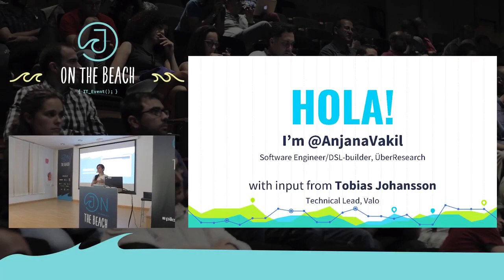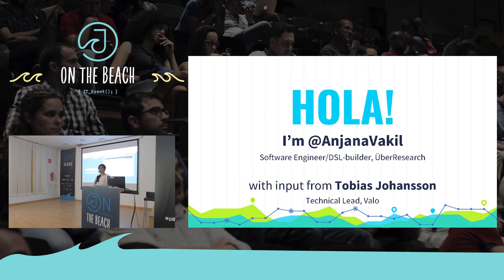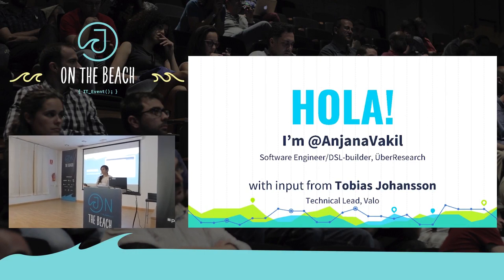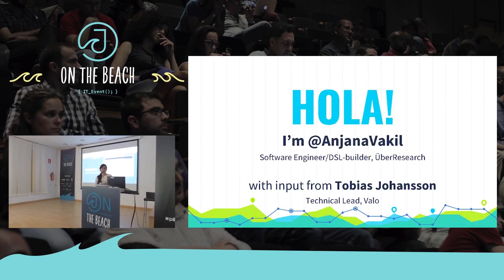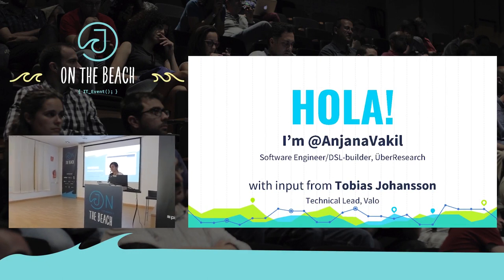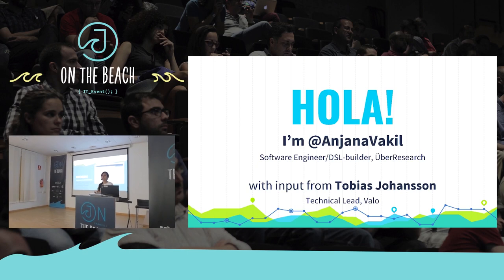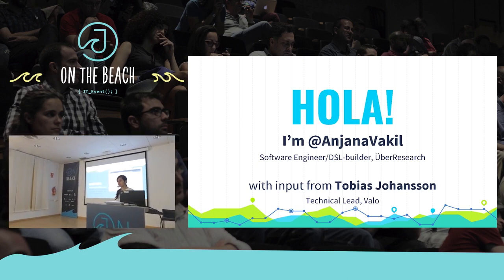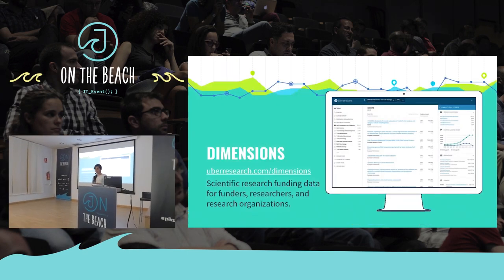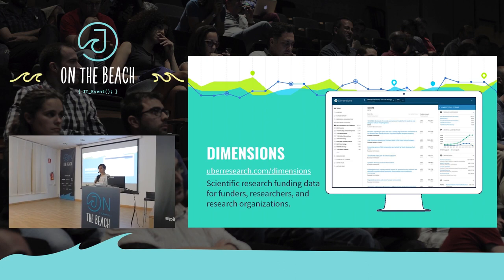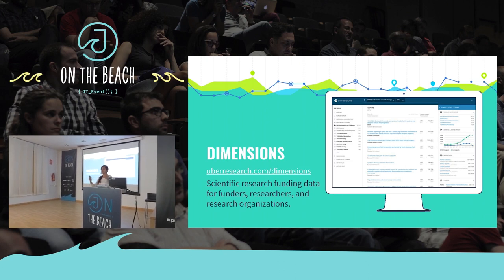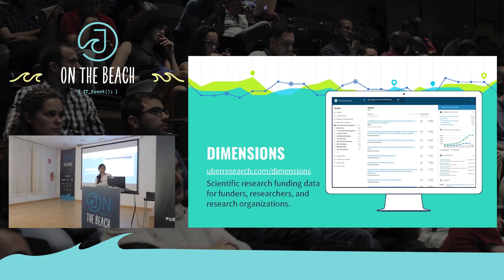So ÜberResearch, what we do is data about scientific research funding. We have a product called Dimensions that was initially targeted at funding institutions. So people like the National Institutes of Health, the Bill and Melinda Gates Foundation, the Wellcome Trust, institutions that grant money for scientific research to various universities, cooperative projects, and things like that.